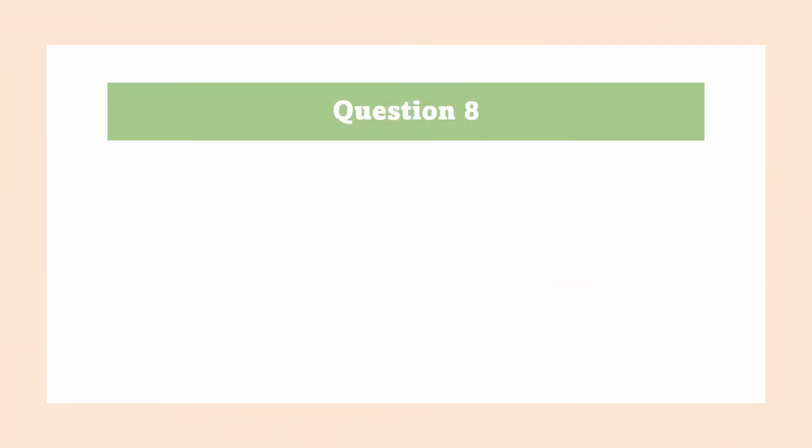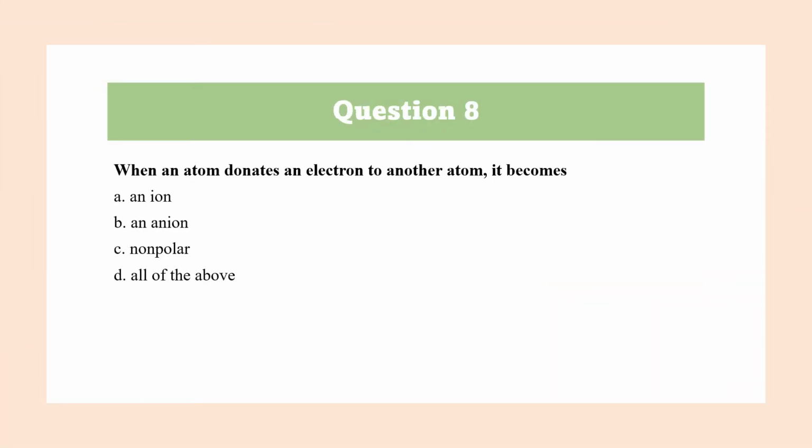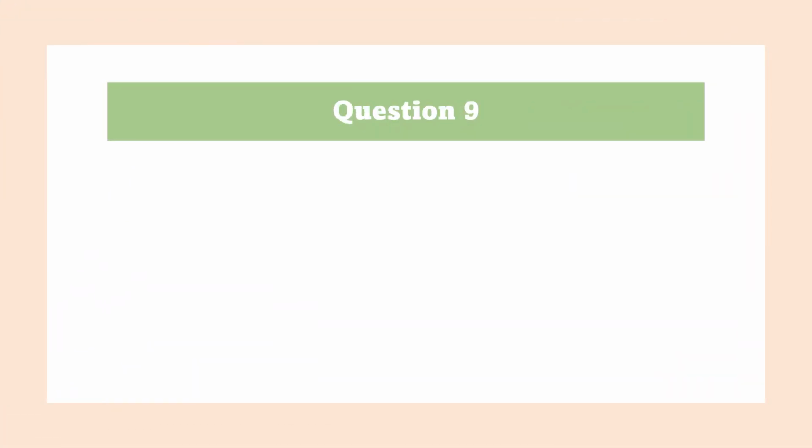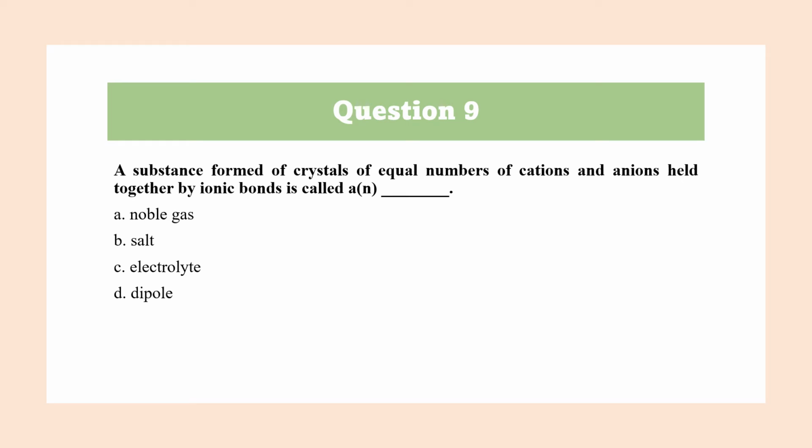Number 8. When an atom donates an electron to another atom, it becomes an ion, an anion, non-polar, or all of the above? The answer is A. An atom donates an electron to another atom to become an ion. Number 9. A substance formed of crystals of equal number of cations and anions held together by ionic bonds is called a noble gas, salt, electrolyte, or a dipole. The answer is B. Salt.